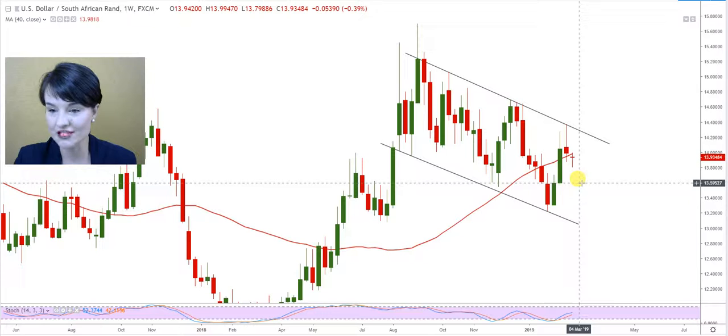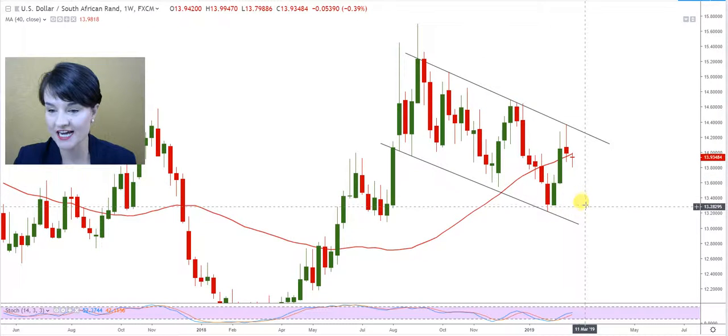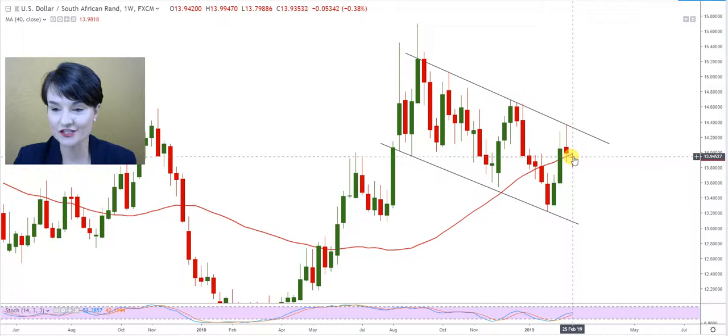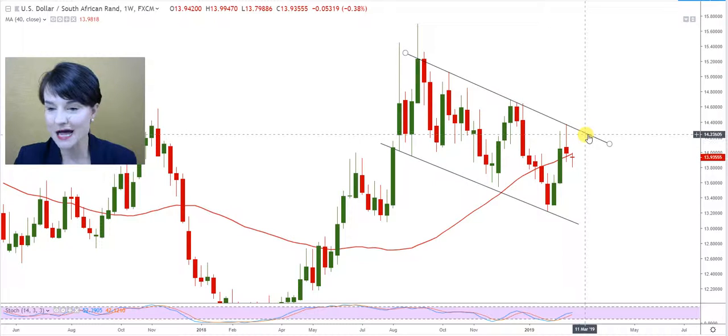Strong support levels are waiting around 13.59 and even around 13.29. When the Rand starts to consolidate again above that 40-week moving average, we can see more weakness in the Rand. Levels are 14.07, 14.10, and the upper band of the descending channel might be waiting at 14.23.